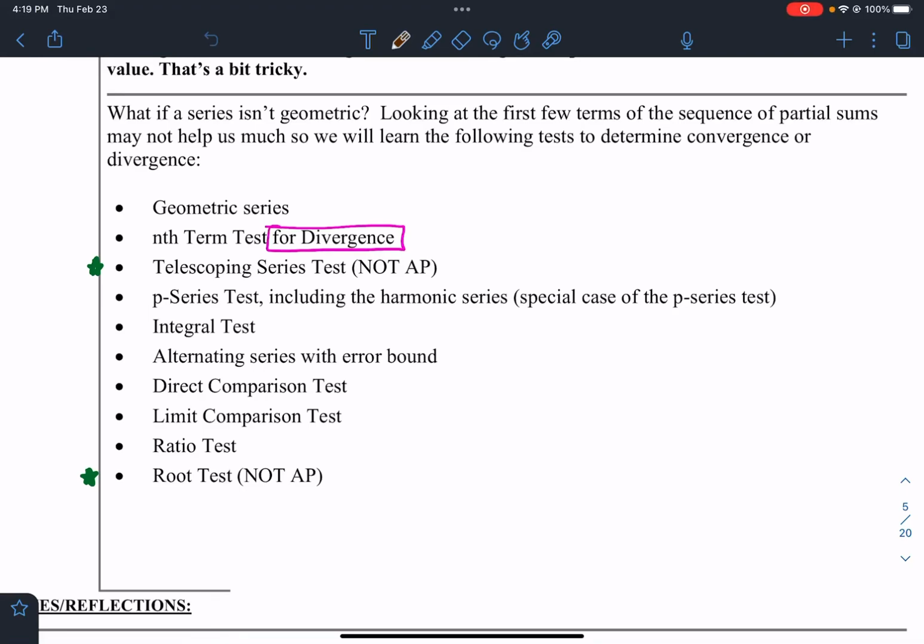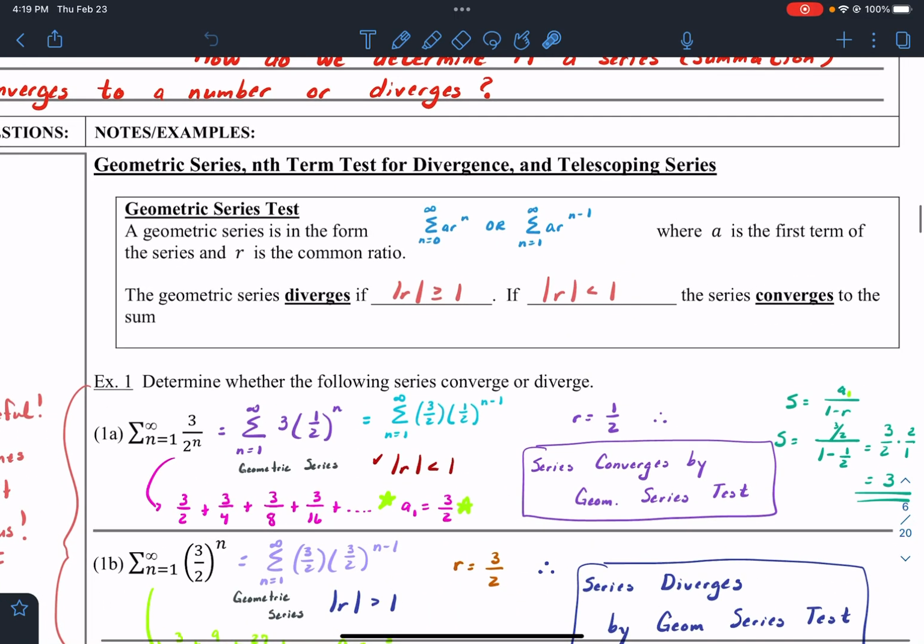So far, you've learned 5 different tests to determine convergence and divergence for series. We learned geometric, nth term, telescoping, integral test, and then p-series was our last one. Geometric series was very specific. It had to do with the ratio. We always multiplied by a common ratio. We were looking at whether or not that ratio was greater than or equal to 1 or less than 1.